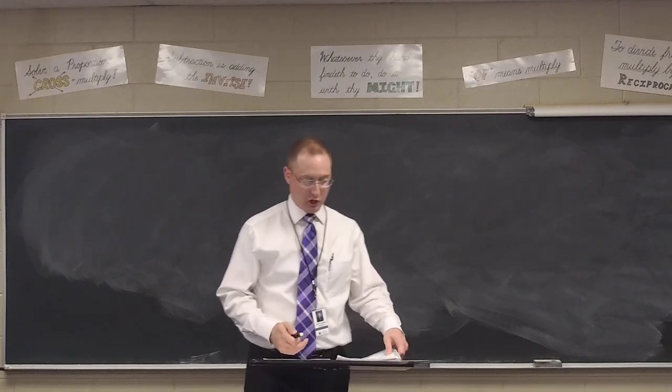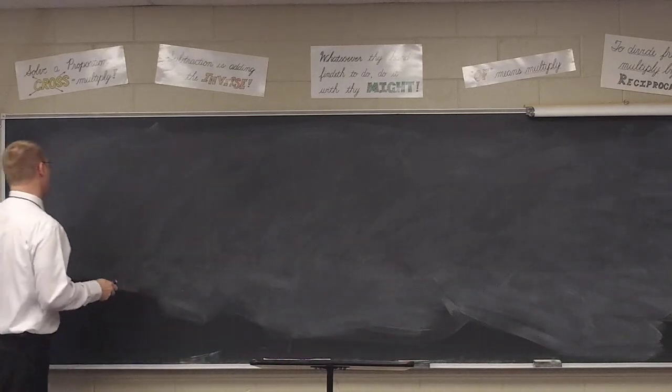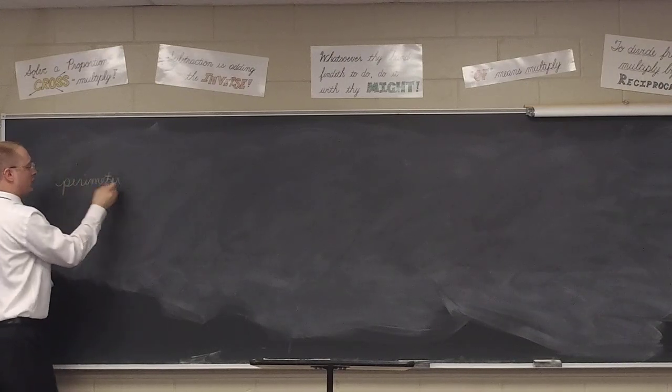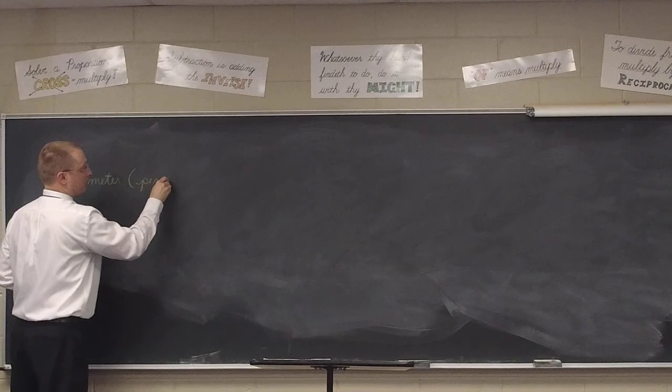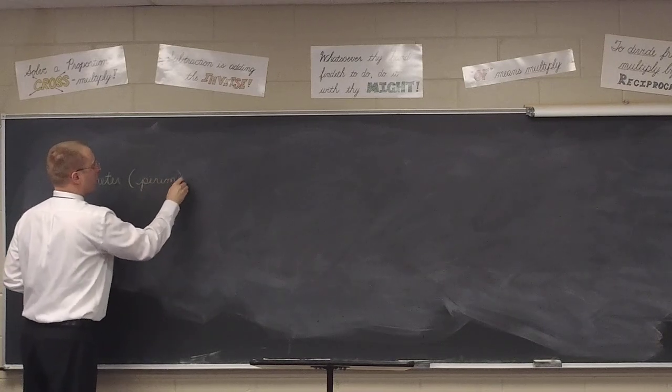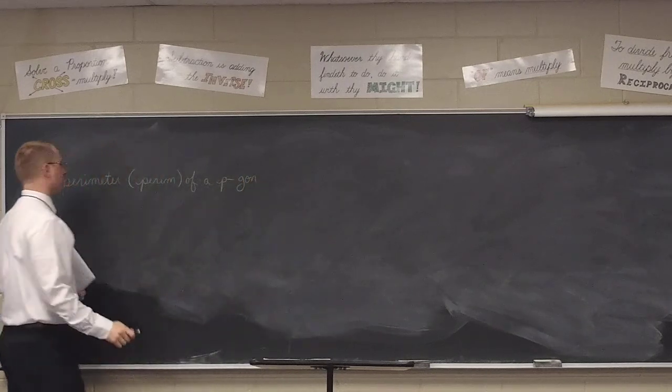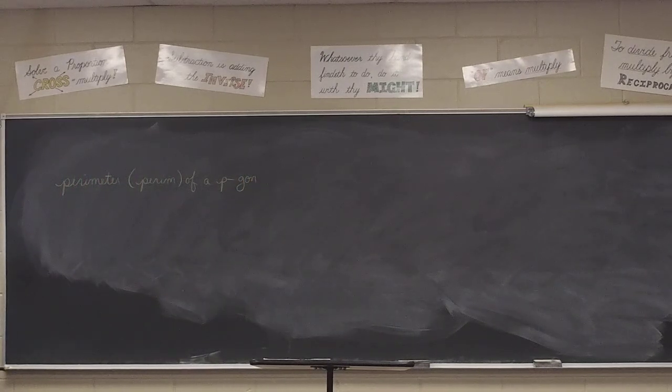But we're going to shift gears here just a little bit. In your Terms Definitions section, I want you to write this term down: perimeter, abbreviated P-R-I-M, of a polygon. Perimeter of a polygon. Very simply, the perimeter of a polygon is defined as the sum of the sides of a polygon.